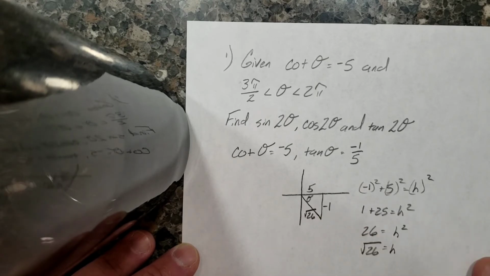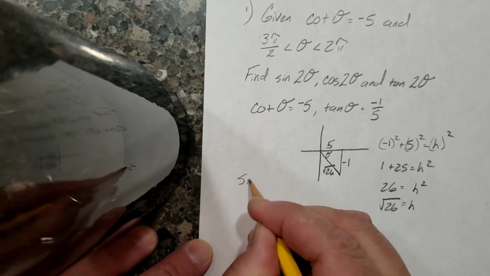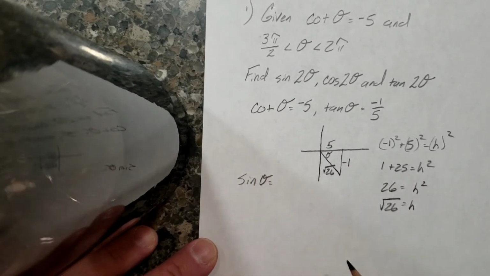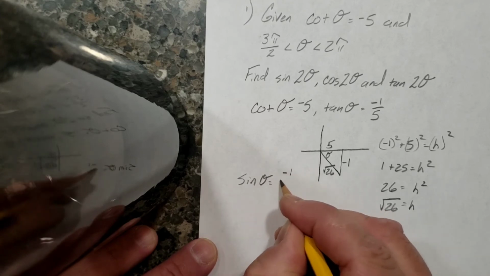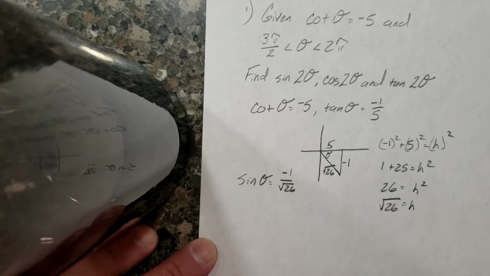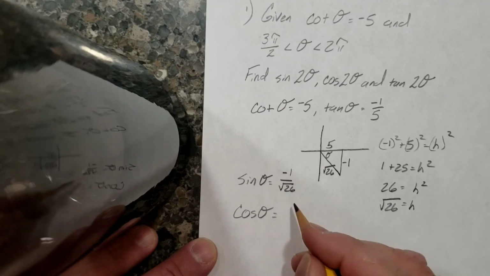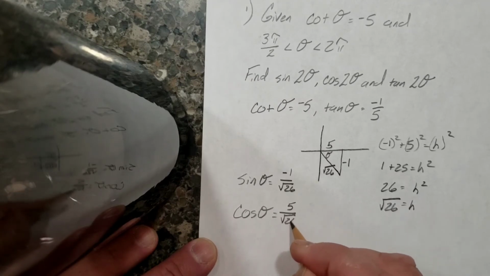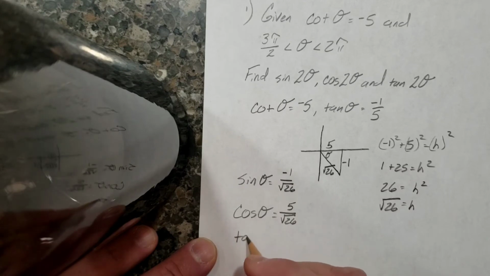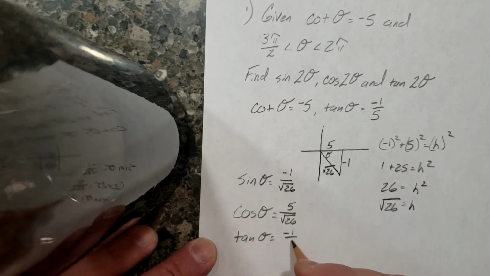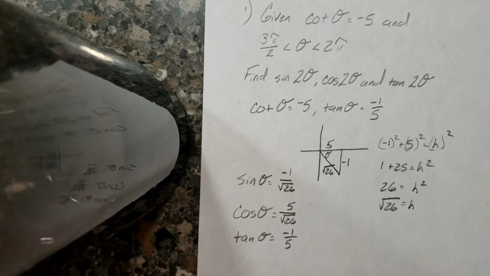Now from there, we can find our sine, cosine, and tangent. Sine of theta is opposite over hypotenuse, so -1 over radical 26. Our cosine of theta is adjacent over hypotenuse. And obviously from above, our tangent is -1/5. Now, I'm not going to go through and rationalize those denominators right now. You will see why. Once we start putting them into the formula, we'll see what we get. Sometimes they take care of themselves, sometimes they don't. But for now, we're going to leave them alone.